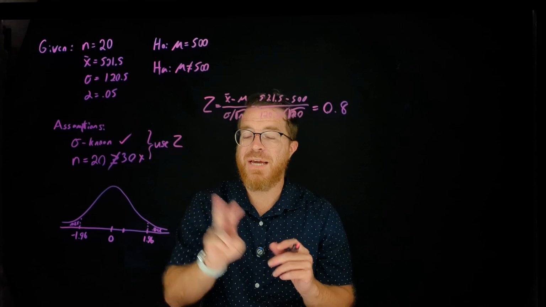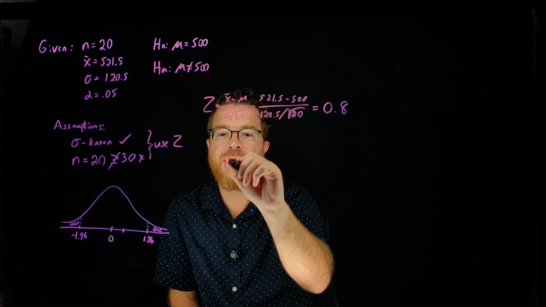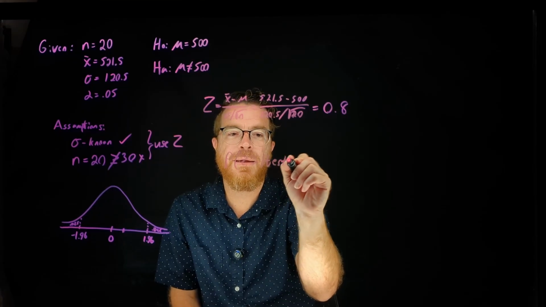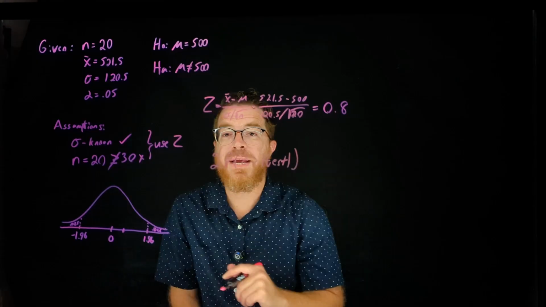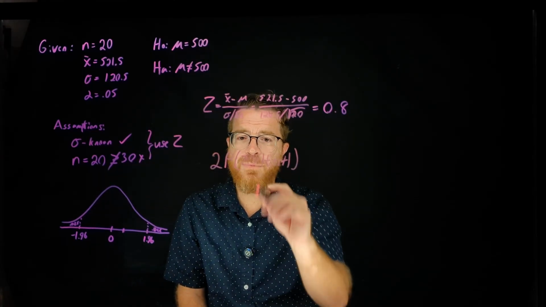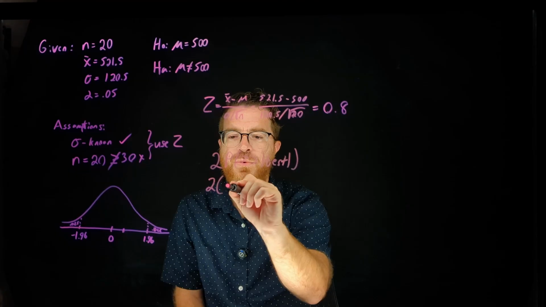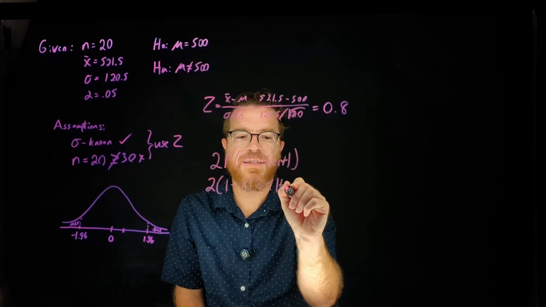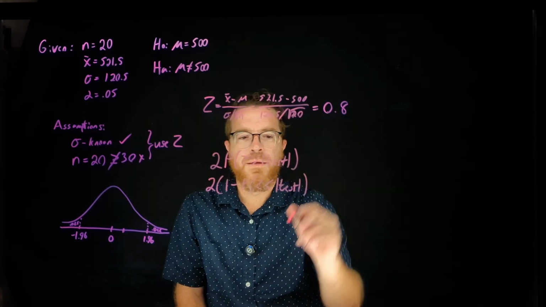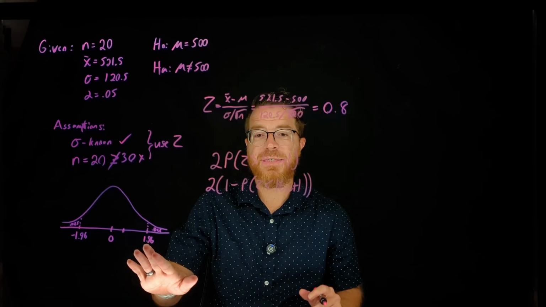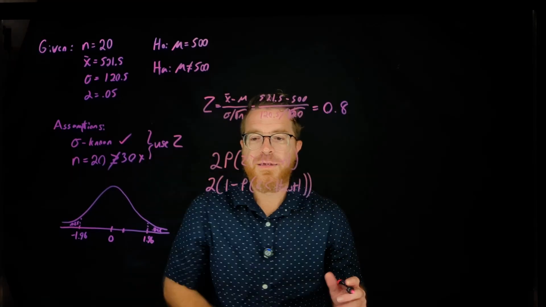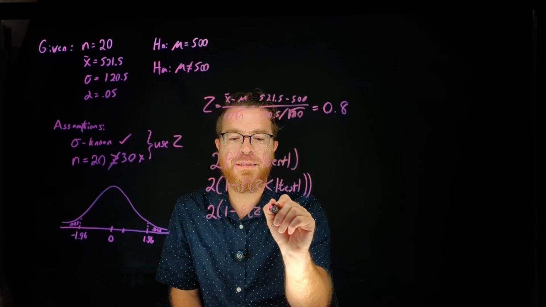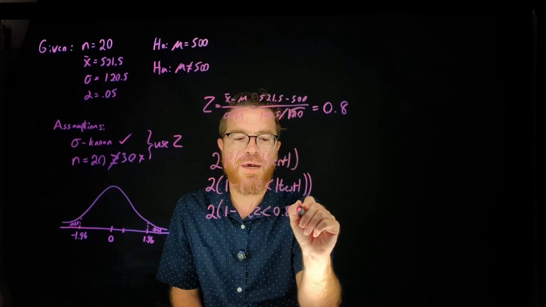So because this is a two-tailed test, I know that I need to take my probability that z is greater than the absolute value of my test statistic, and I need to multiply that by 2. And again, because of my table, I'm going to convert this, so this becomes 2 times 1 minus the probability z is less than the absolute value of my test statistic. So my test statistic is 0.8, so this is going to be 2 times 1 minus the probability z is less than 0.8, because it's already positive.